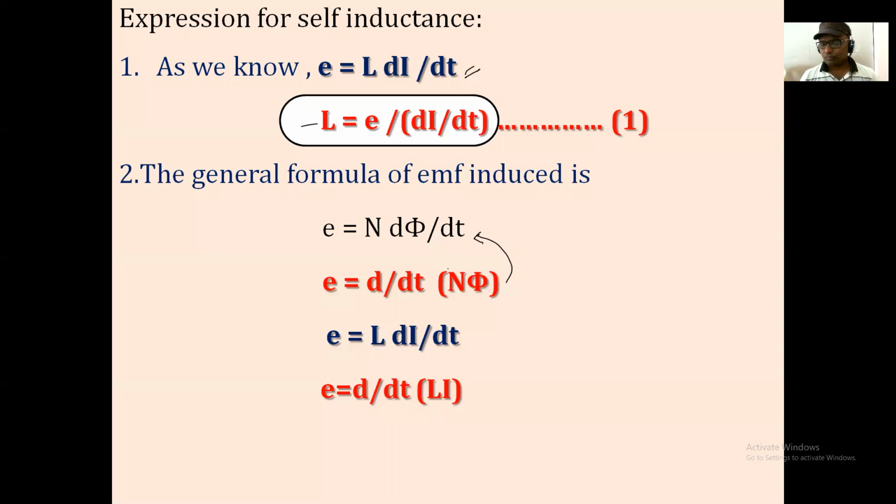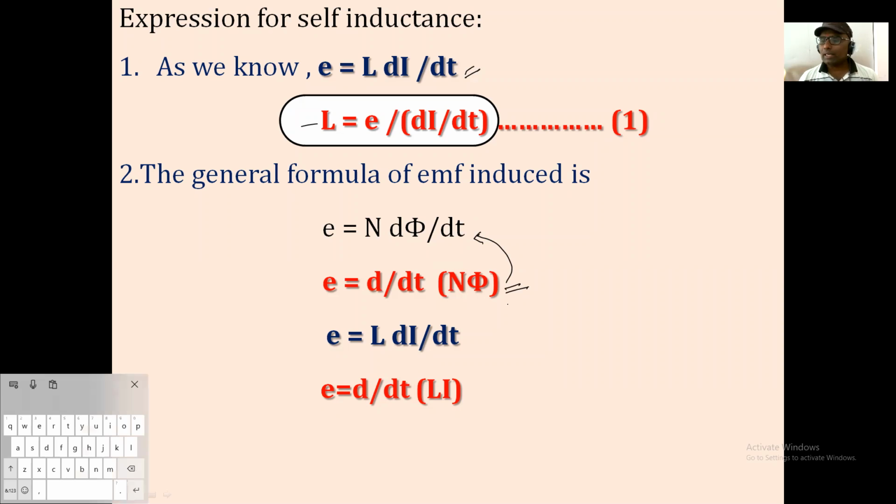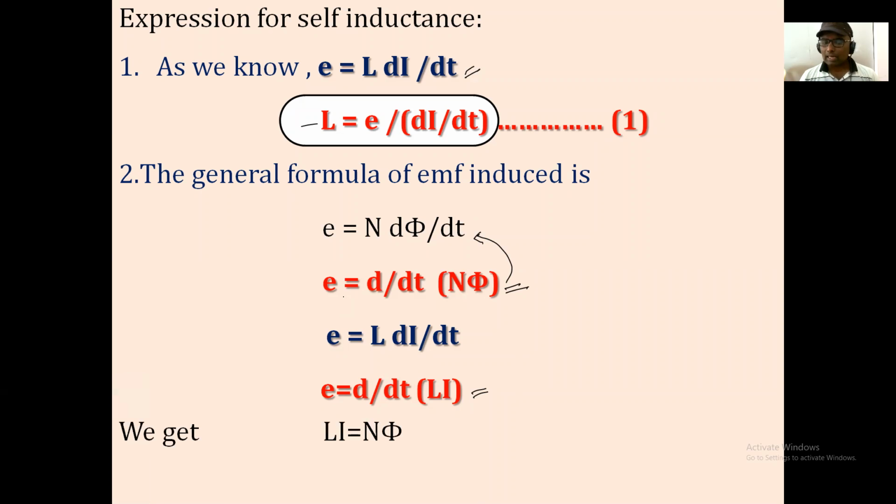Now look at these two equations: E is equal to d/dt of Nφ and E is equal to d/dt of Li. So can I equate these two terms, Li and Nφ? Of course, yes, because the induced EMF equation is the same. If the induced EMF is the same, then I can equate these two terms: Li is equal to Nφ. So I can write L is equal to Nφ by I, because what we need is the expression for L. This is the second form for the self-inductance.